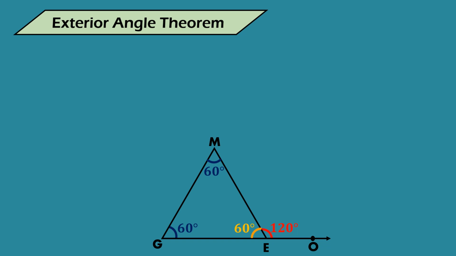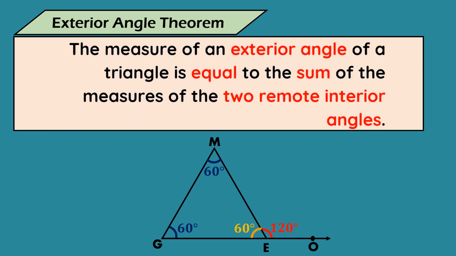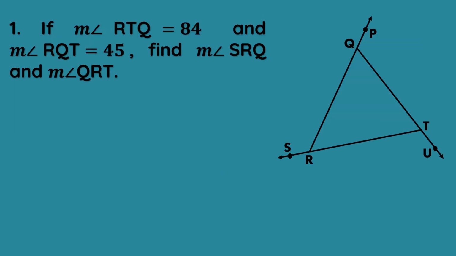And that is what the exterior angle theorem states. It states that the measure of an exterior angle of a triangle is equal to the sum of the measures of the two remote interior angles. Let's apply the exterior angle theorem in the following examples.